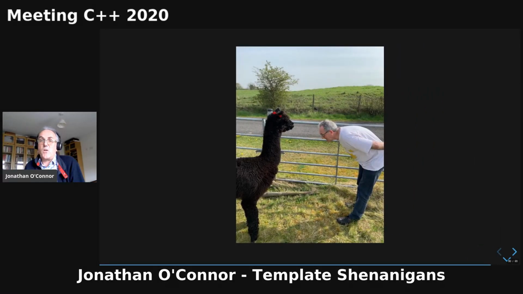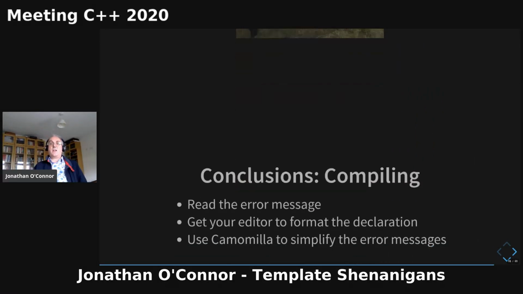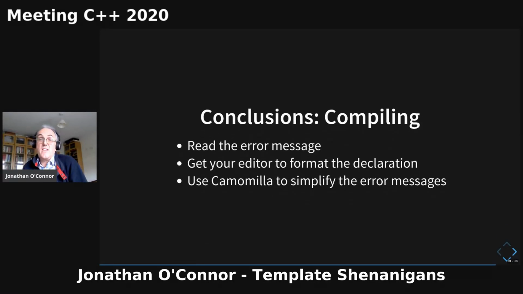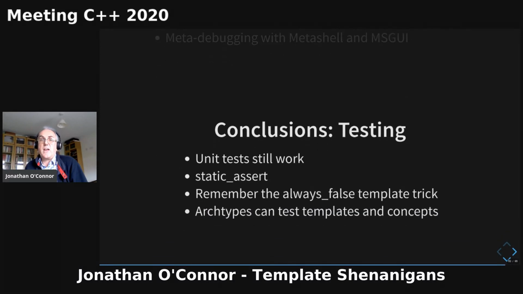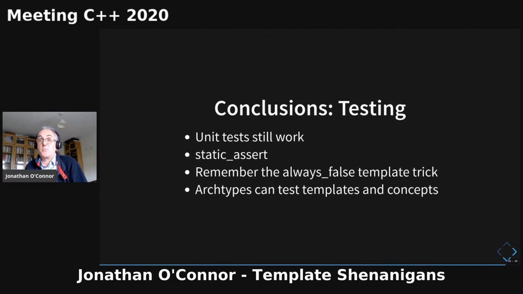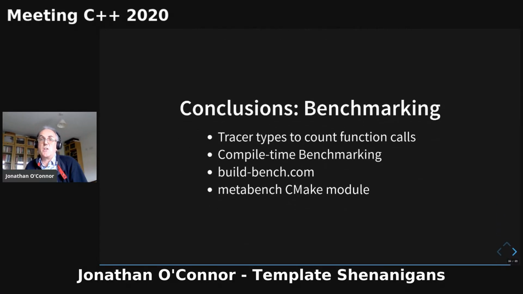So finally, we are coming to the end now, and conclusions: compiling, read the error message, or use one of these other tools to help you get there. Debugging, printing a deduced type is a really useful trick. CppInsights, great website. Metashell could be fantastic, but it's hard to get working. And then Archetypes, not as useful now that we've got concepts in the language. Benchmarking, we've seen all their tracer types. We've seen compile time flags, not great, but BuildBench and Metabench are really fantastic tools.